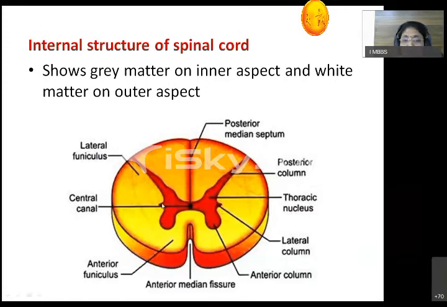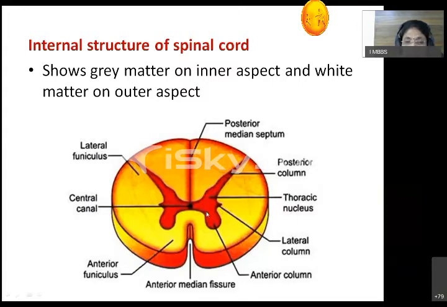Now, because of this transverse gray commissure, this comma-shaped mass of gray matter is divided into two horns or two columns. The part anterior to the transverse gray commissure is called the anterior horn or anterior column, whereas the part posterior to the gray commissure is called the posterior column or posterior horn. This type of gray matter is present throughout the spinal cord.